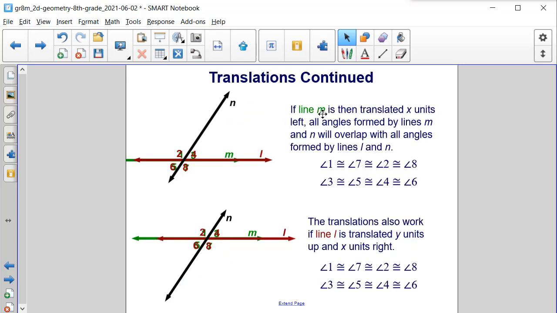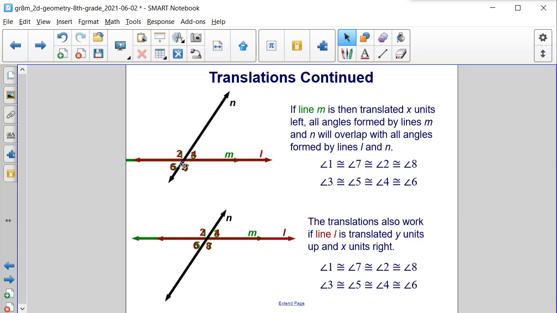And if line M is then translated x units to the left, all of the angles that are formed by lines M and N will overlap with all the angles formed by lines L and N. This will make angle 1 congruent to angle 7, congruent to angle 2, and angle 8. It will also make angle 3 congruent to angle 5, which is congruent to angle 4, which is congruent to angle 6.